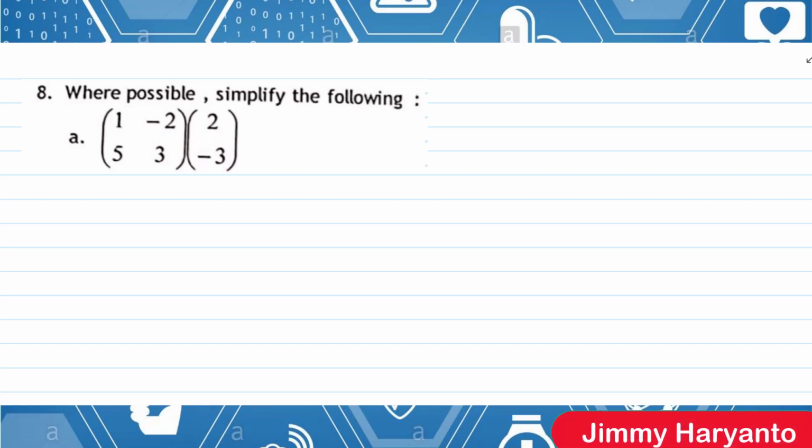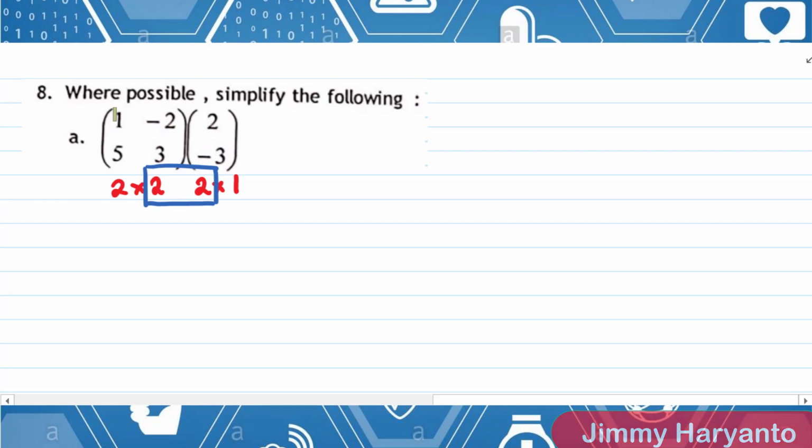Number 8a, we have [1, -2; 5, 3] times [2; -3]. Let's check if we can multiply this or not. Yeah, the first is a 2 times 2 matrix, and the second one is a 2 times 1 matrix. As you can see, we have the same numbers for the middle dimension. That means we can multiply them.